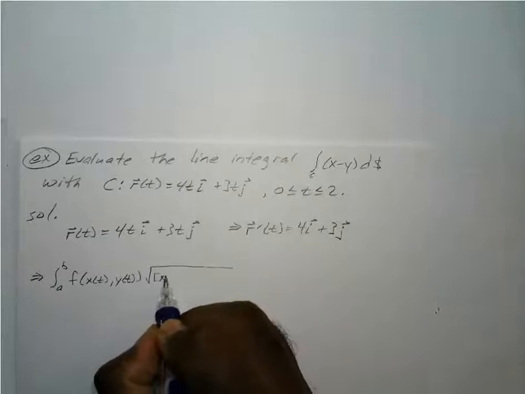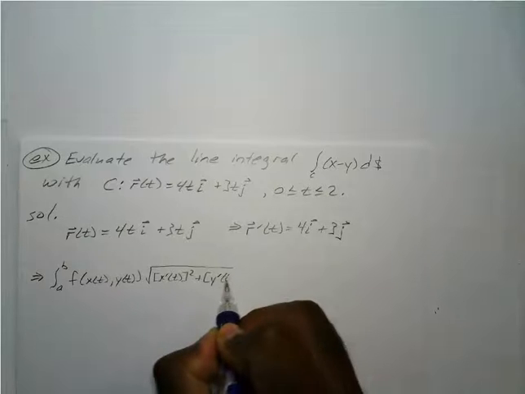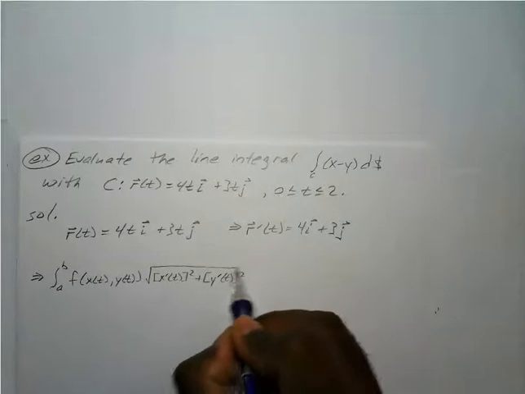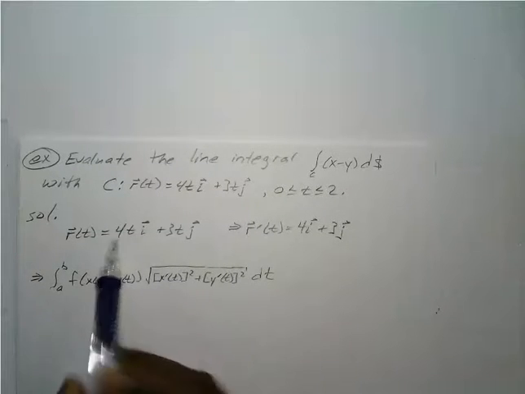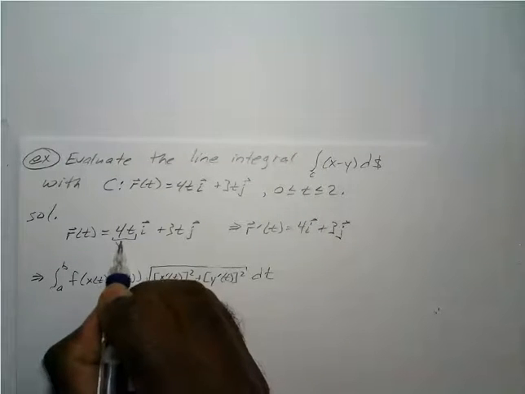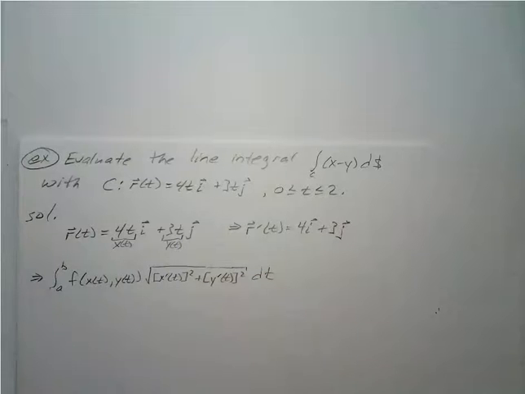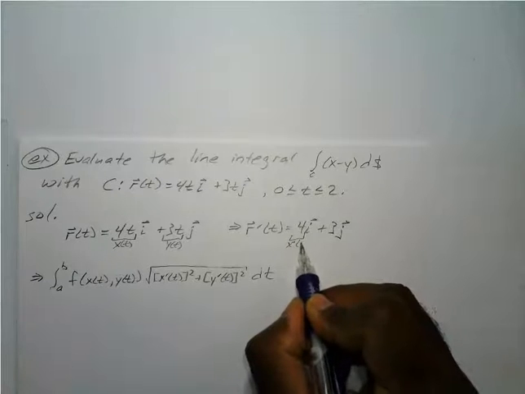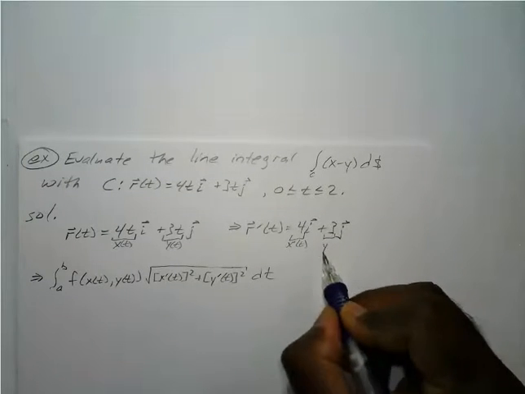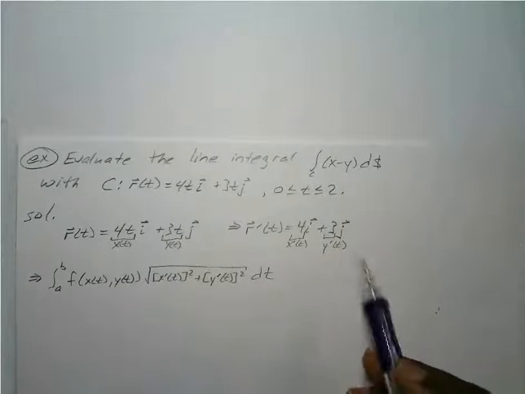Okay, so we have the square root of x prime of t squared plus y prime of t squared with respect to t. Now remember, this is your x of t here, and this is your y of t there. Which means this is your x prime of t, and this is your y prime of t.